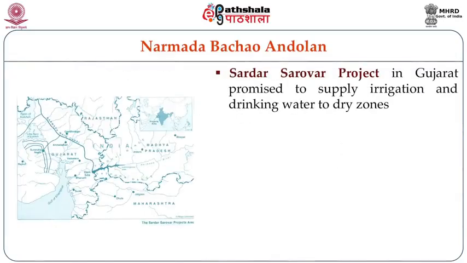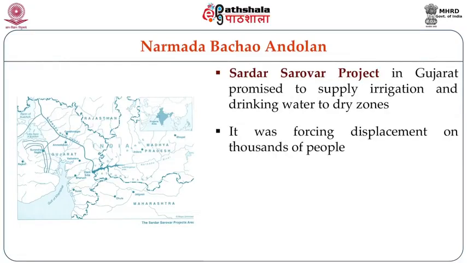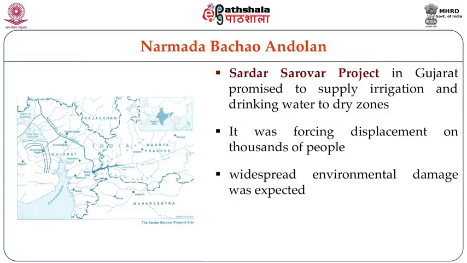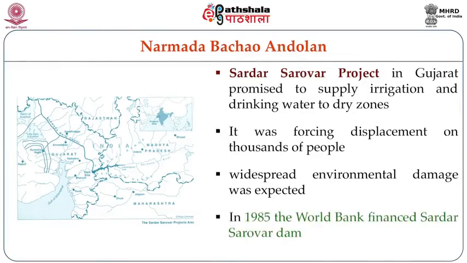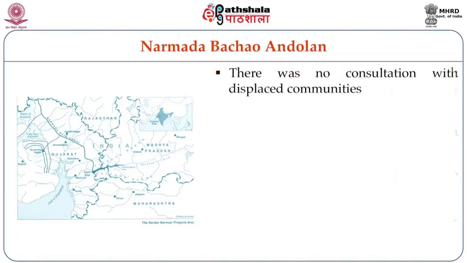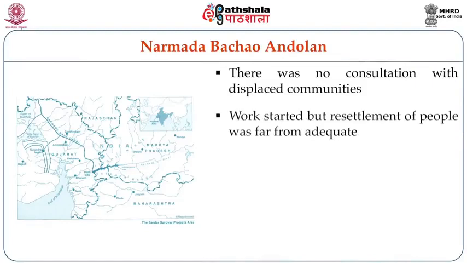Sardar Sarovar project in Gujarat promised to supply irrigation and drinking water to dry zones. It was forcing displacement on thousands of people. Widespread environmental damage was also expected. In 1985, the World Bank financed Sardar Sarovar Dam. There was no consultation with the displaced communities. Work started, but the resettlement of people did not start. It was far from adequate.